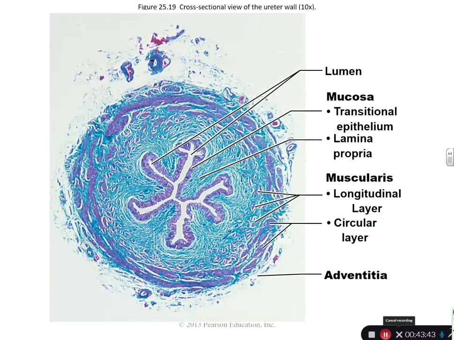This is looking at a cross-section of the ureters. So you can actually see in white, that's the lumen. So that's what the urine can pass through. Right? And you can see the layers. You can see the mucosal layer here, that transitional epithelium.